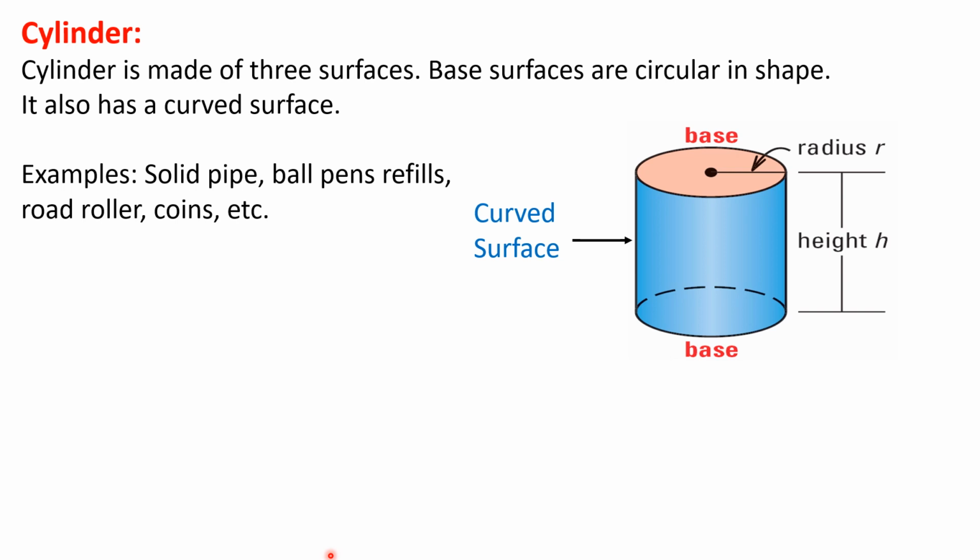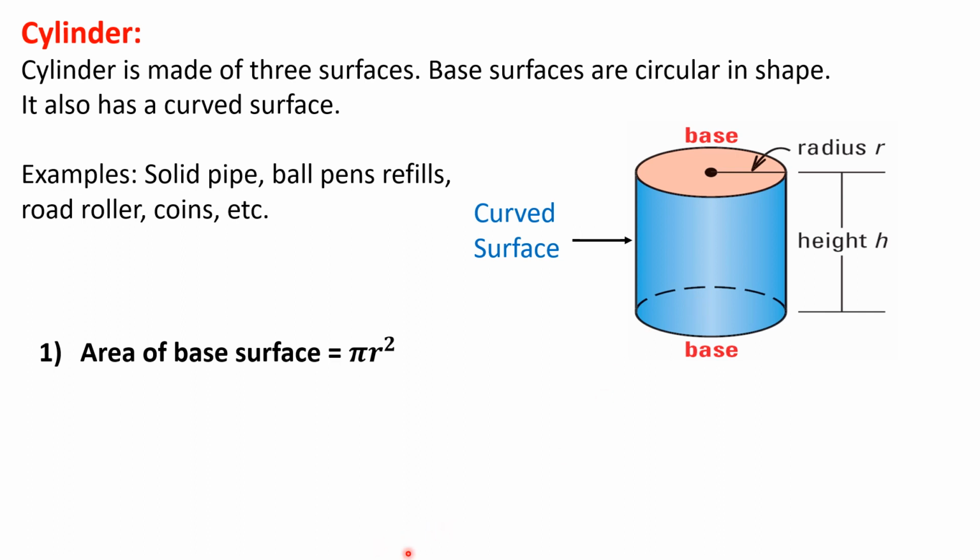Now students, we are going to learn the formulas based on the cylinder. You will come across a few formulas you have to learn. If you want to find only the area of the base, which formula will you use? Area of base surface equals pi r square, because the base surface is circular in shape. You know the formula for the circle, that is pi r square.